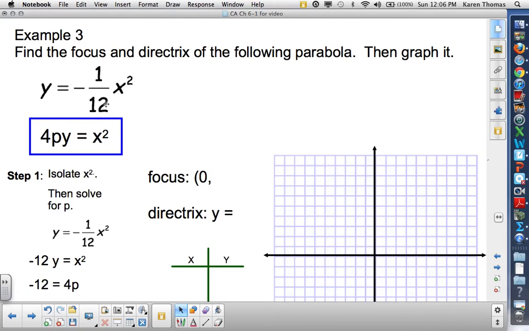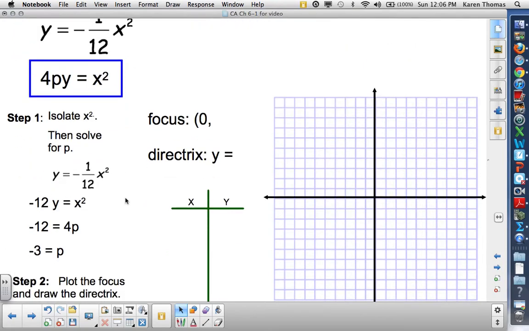Our first step in finding the focus and directrix is to isolate the x squared. Then we'll solve for p so that we can find our focus. So my first step with this equation, I'm going to multiply both sides by negative 12, and I get negative 12y equals x squared. From there, I take the negative 12, set it equal to 4p, and then solve for p, and I get negative 3 equals p.